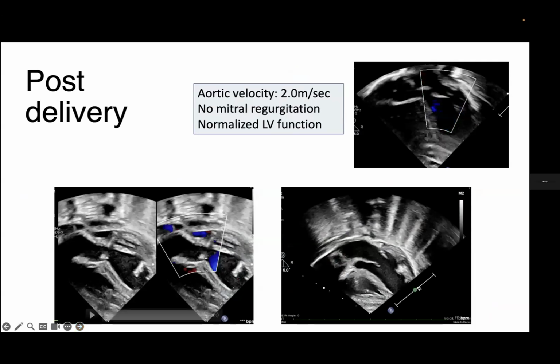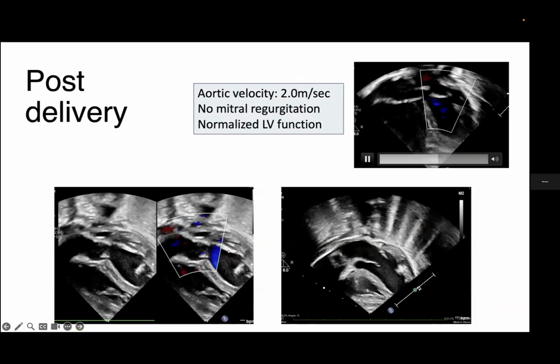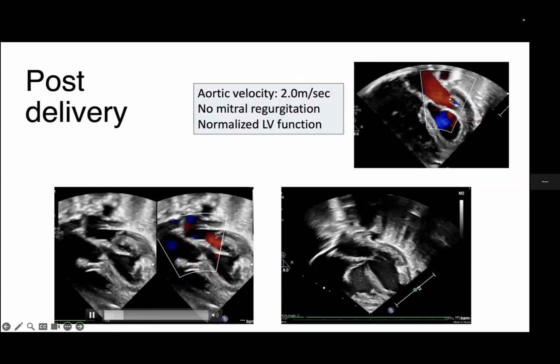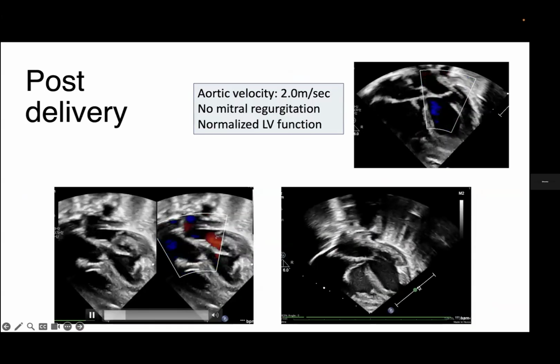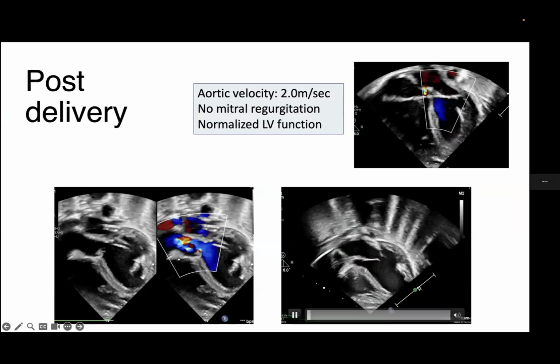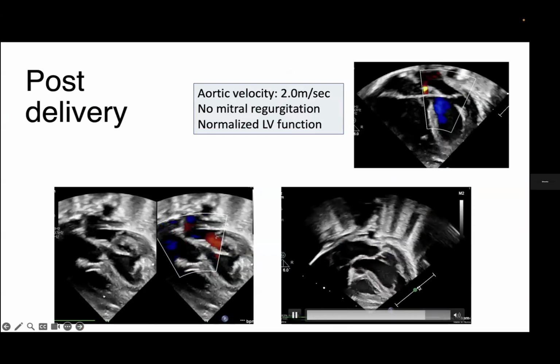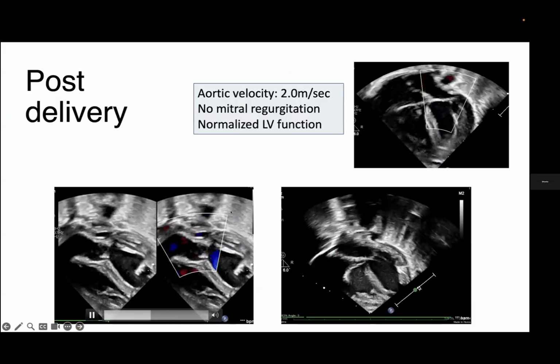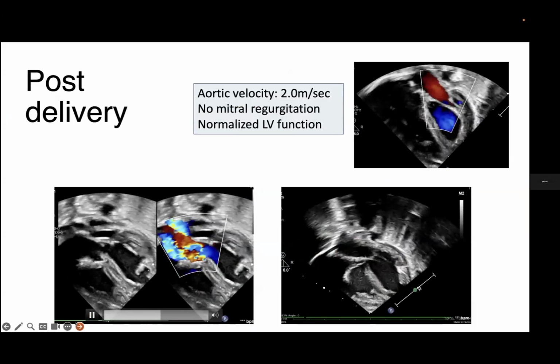And after birth, you can see that the left ventricle is good size. There is no mitral regurgitation. Aortic valve flows are very, very adequate. There is no aortic regurgitation. And this baby did not require any aortic valvotomy till now because of the adequate flow across the aortic valve. And after delivery, there was only mild aortic stenosis.